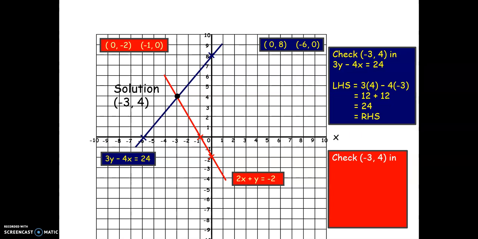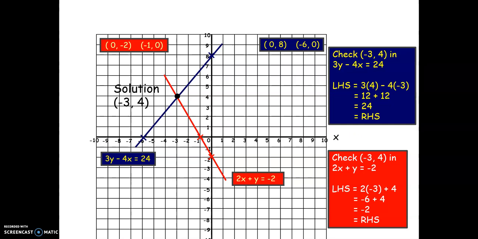Or check the point minus 3, 4 in the line 2x plus y equals minus 2. So the left-hand side becomes 2 times minus 3, add 4, which is negative 6, add 4, which is equal to negative 2. And that equals the right-hand side of that equation. So we know we've done this correctly.